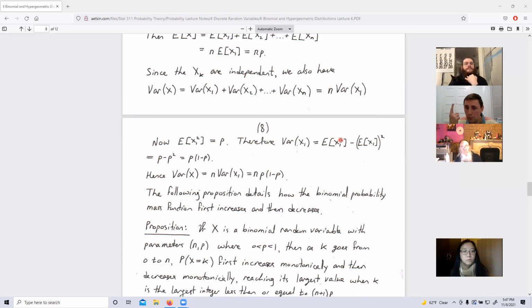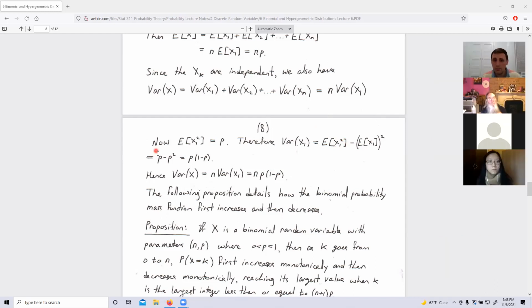They are all equal to p because it's an indicator on the variable. It's 1 to the power of 2 in this case times probability p. But the second part we square, so it's p minus p squared, so it's p times 1 minus p if I factor it. And so the variance of x is just n copies of this exact same expression, and we get n times p times 1 minus p.